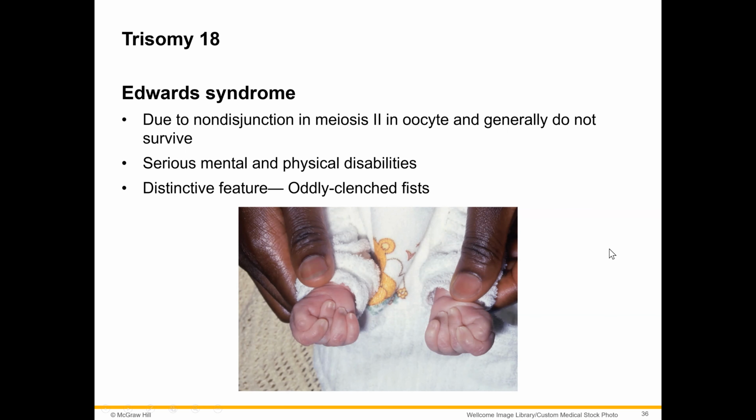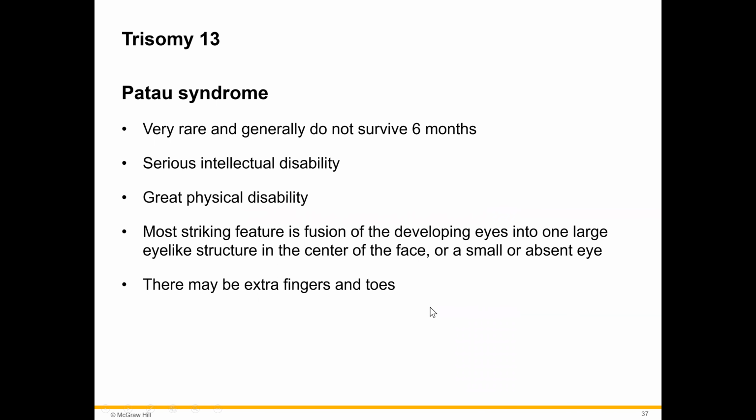Next example of trisomy is Patau syndrome. Very rare, and generally they do not survive 6 months. Serious intellectual disabilities, great physical disabilities. The most striking feature is fusion of the developing eyes into one large eye-like structure in the center of the face, or a small or absent eye. There may be extra fingers and toes.